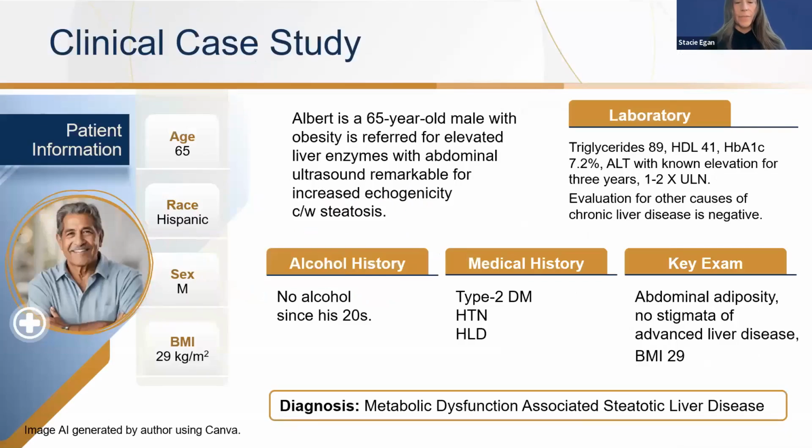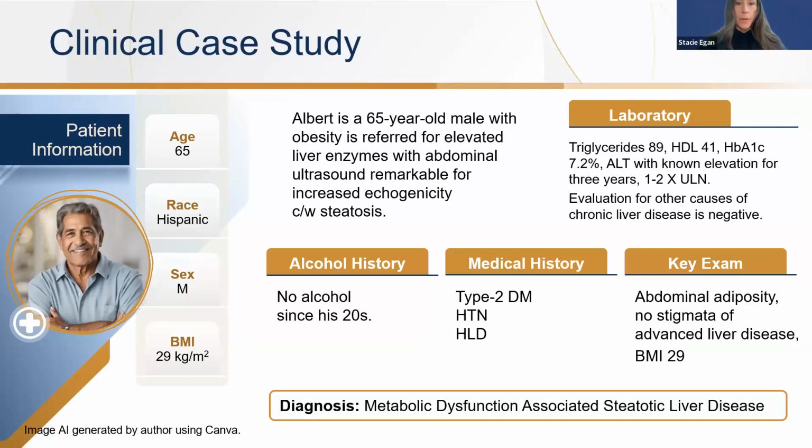So tonight we're going to start with a clinical case study. I think this is such a great way to actually learn how to diagnose and treat patients. So we're going to go through our patient. His name is Albert. He is a 65-year-old man with obesity who was referred to our clinic for elevated liver enzymes and an ultrasound that was remarkable for increased echogenicity concerning for steatosis.